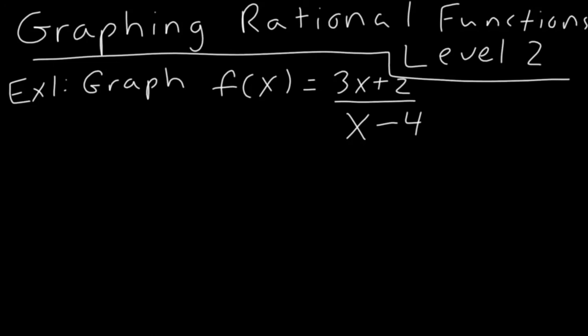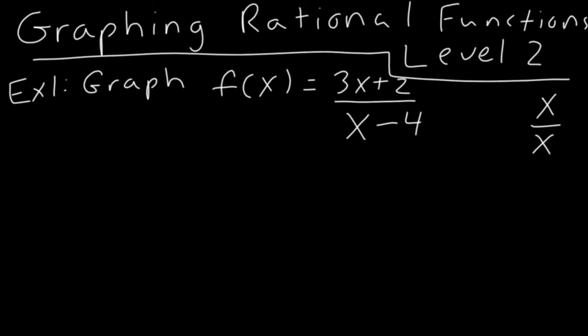Alright, and welcome to Graphing Rational Functions, Level 2. Now, in our first example, we want to graph f of x equals 3x plus 2 over x minus 4. And notice something, this is actually a little bit different than functions we've analyzed previously, in that you'll see here on the top we have 1x, see that 3x, and on the bottom we have 1x.